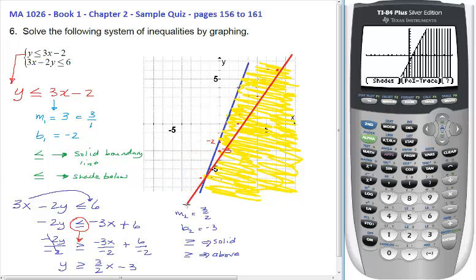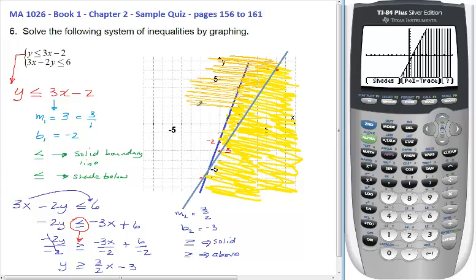Oops, I'm off a bit there. Let me try that again. Okay, that's a bit better. Now I shade above that line. I'm going to bring back my pen, not my line maker. Shade above that line. So it's going to look something like this, above.